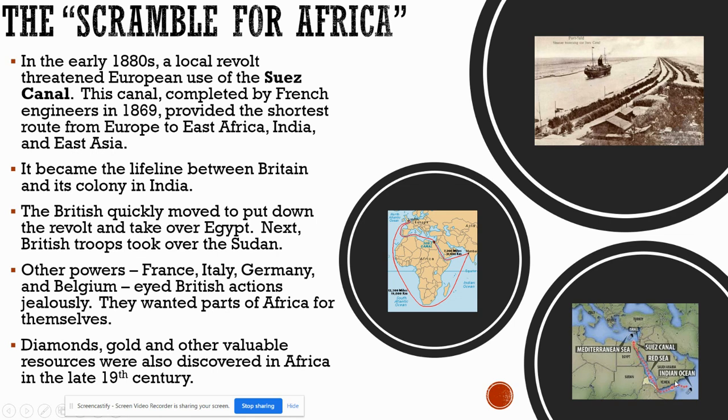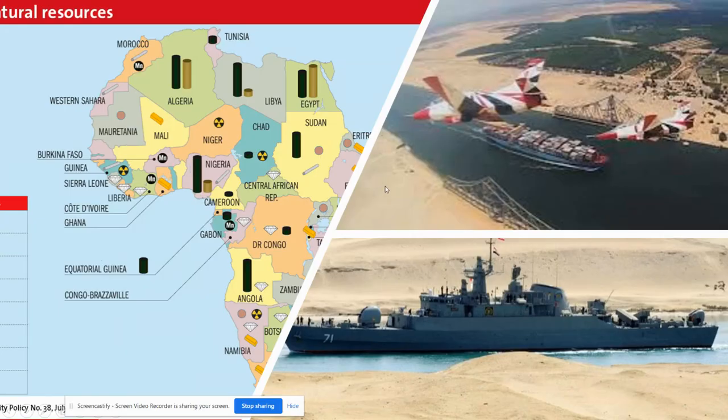This is why it's so important right here. It's an extreme shortcut compared to going around. Different resources of Africa, a lot of oil today. And here's the Suez Canal today. So cut straight out of the desert.